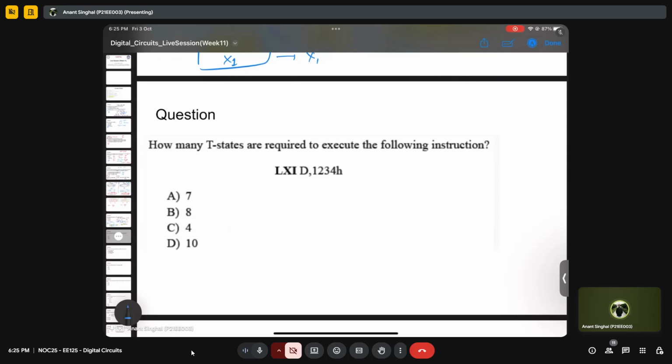So the next problem says how many T states are required to execute the following instruction. So maybe again take a minute or two if you already know the answer. So please write in the chat box. Otherwise, I'll try to explain this again.